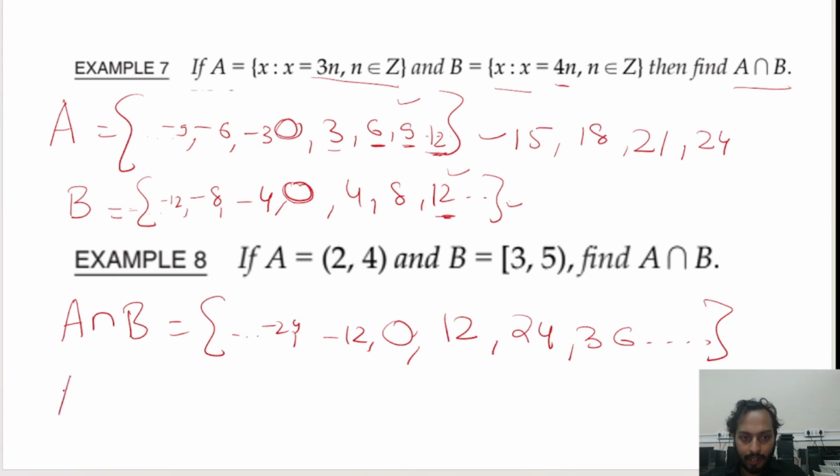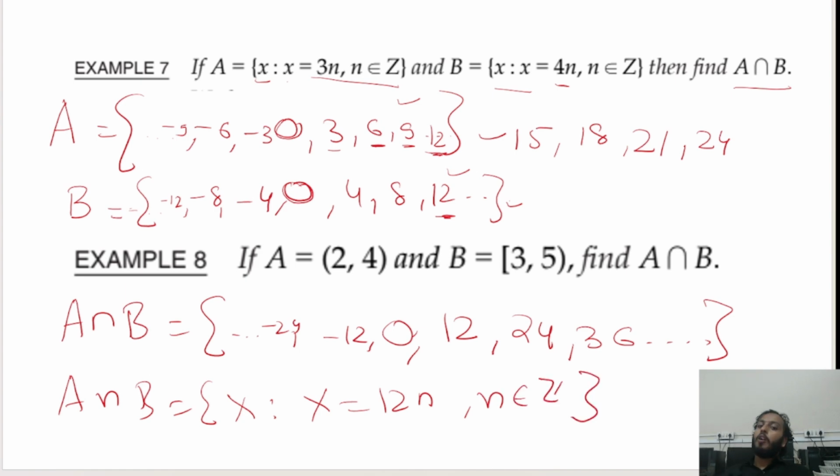If you want to represent it in set builder form, in the same way you can write the collection of all x such that x is a multiple of 12, where n is an integer. That's all. I hope it's clear. Right? Okay.